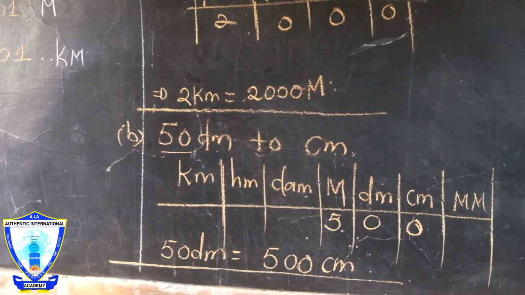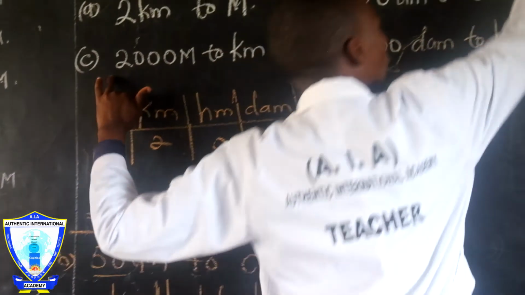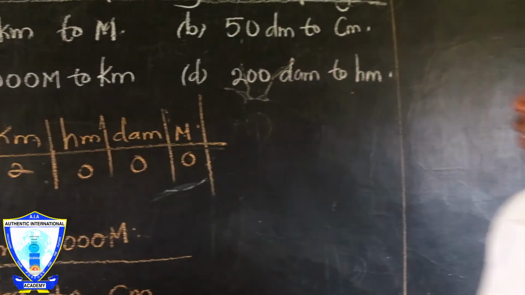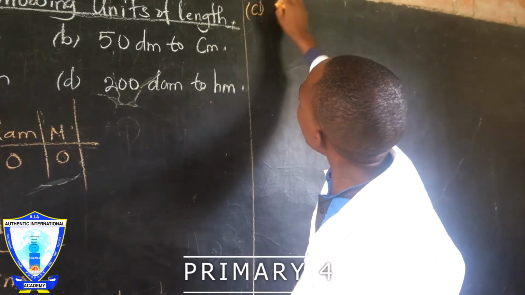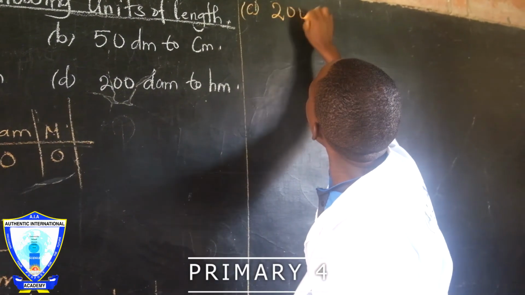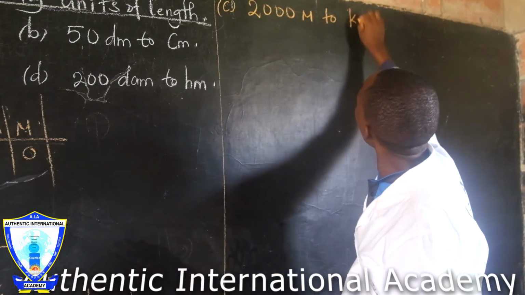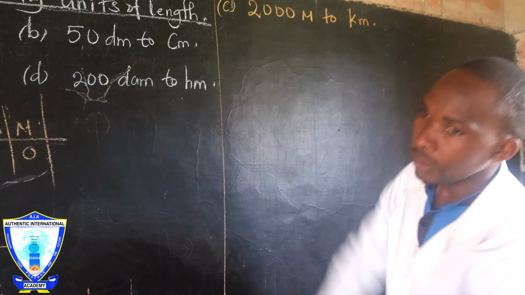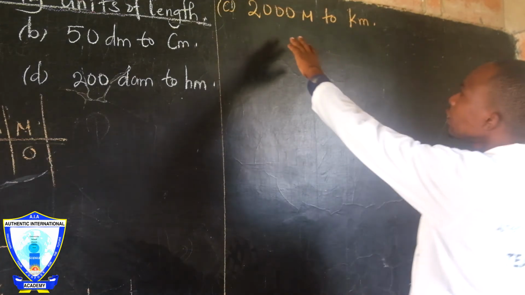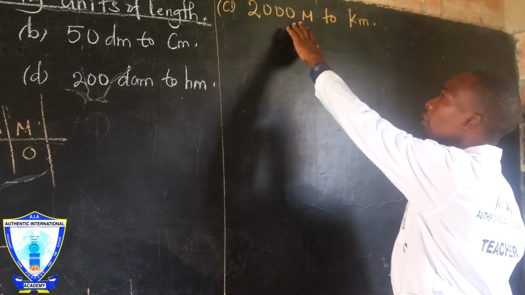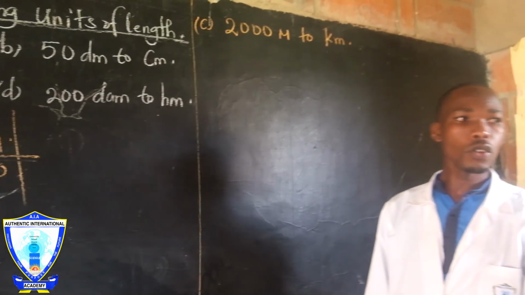Together, let's continue with example 3. In this example 3, they want us to change 2,000 meters to kilometers. 2,000 meters to kilometers. Changing from a smaller unit to a bigger unit. Do you still remember what I told you?